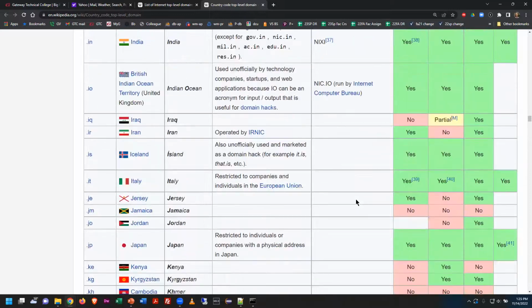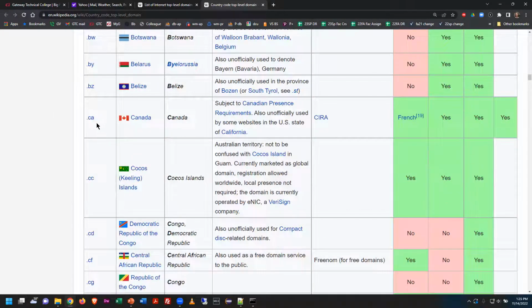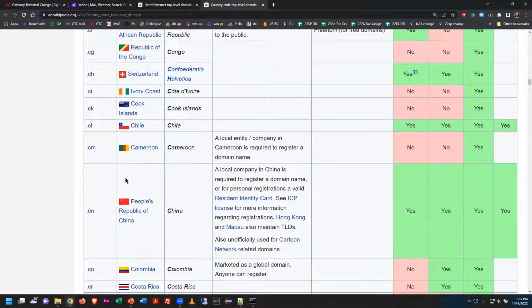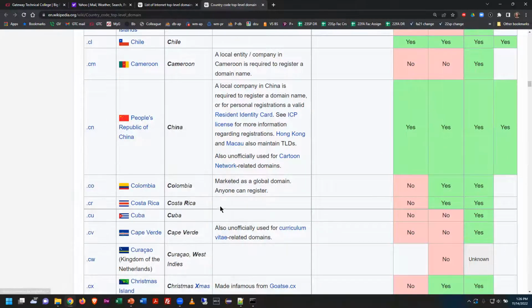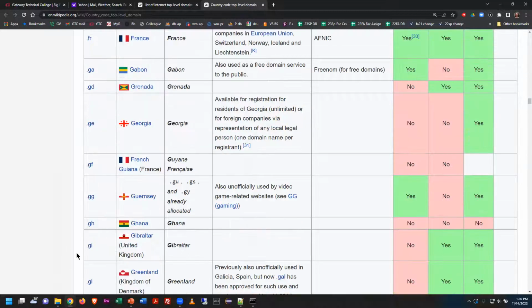Some of the more interesting ones that you might know, for example, .ca is Canada, .cn is China. There is a .eu for the European Union. So that's actually for a whole region, which I think is kind of strange, but they are kind of a separate entity, right? So you can have a .eu address, etc. You can always look it up on a chart like this.